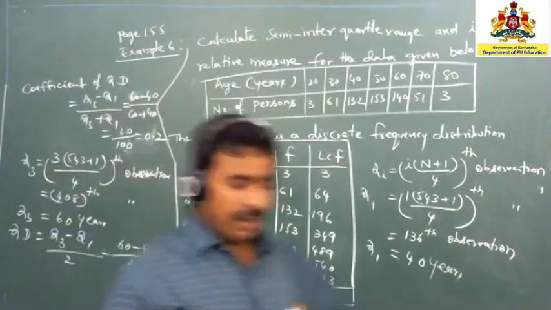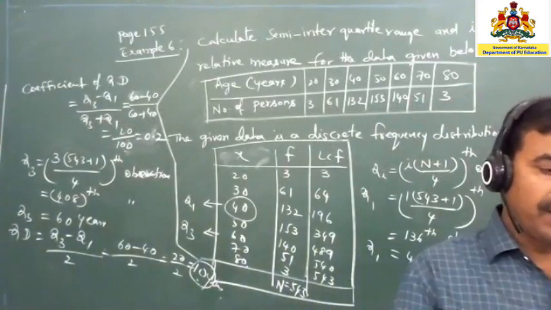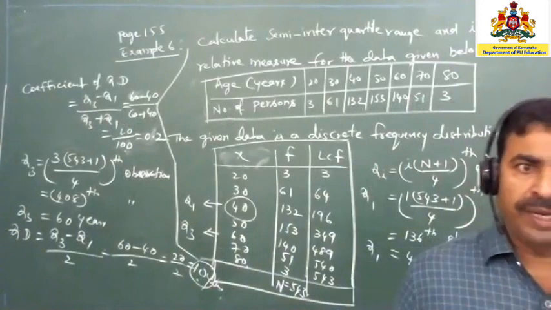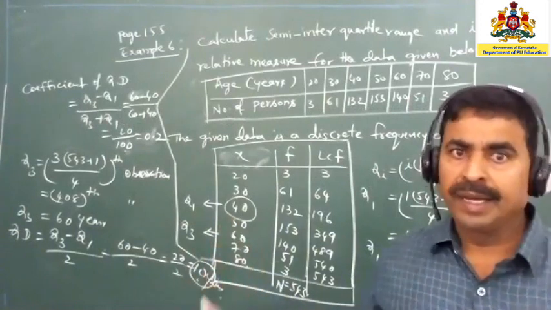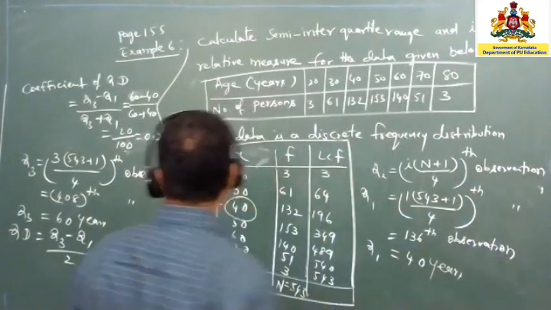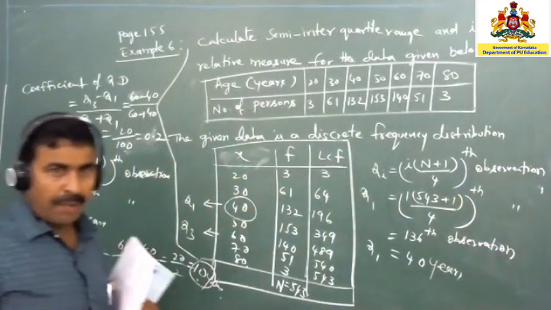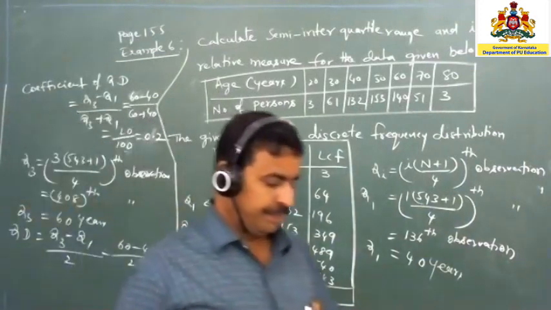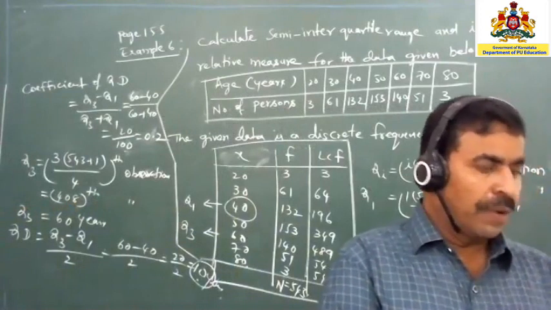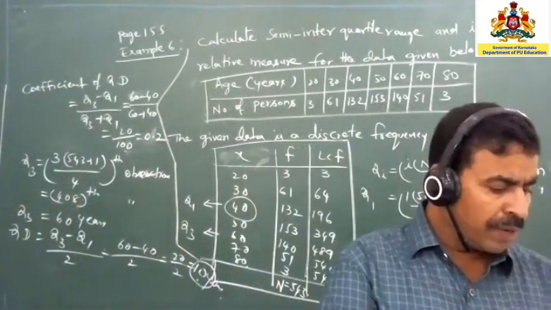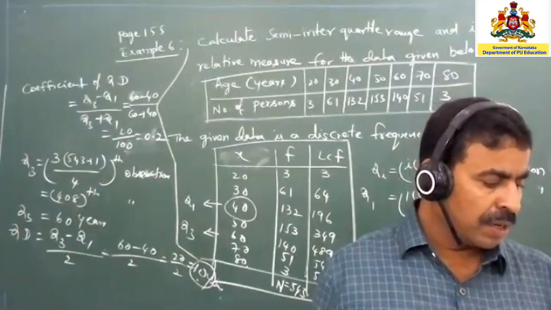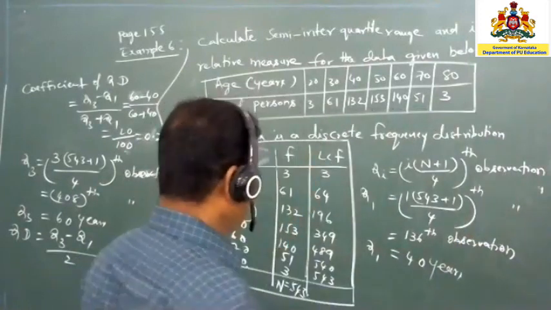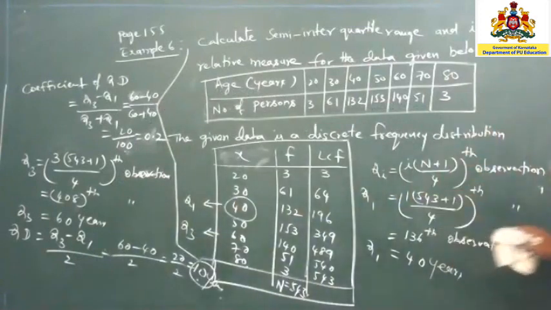I think you understood the discrete data. For any sum on discrete data, you follow this procedure: find the quartiles Q1 and Q3, then substitute in the formula. Here the semi-interquartile range was asked, which is another name for quartile deviation. So I found quartile deviation and its coefficient. Now I will explain for the continuous frequency distribution, example 7 from the textbook. You understood the method?